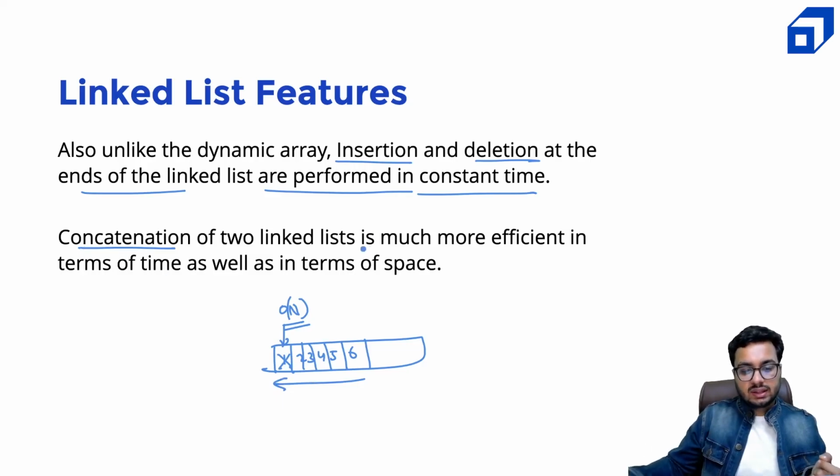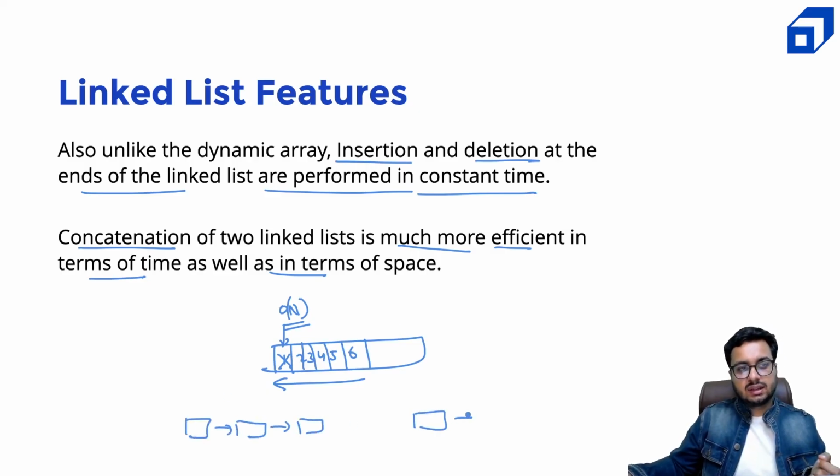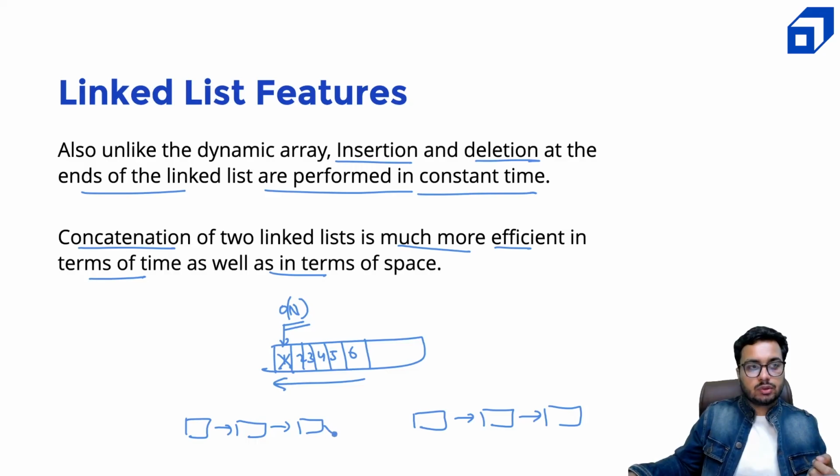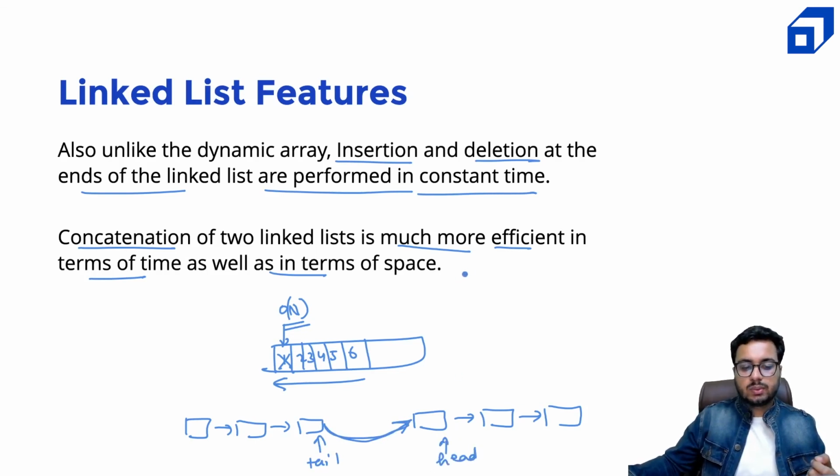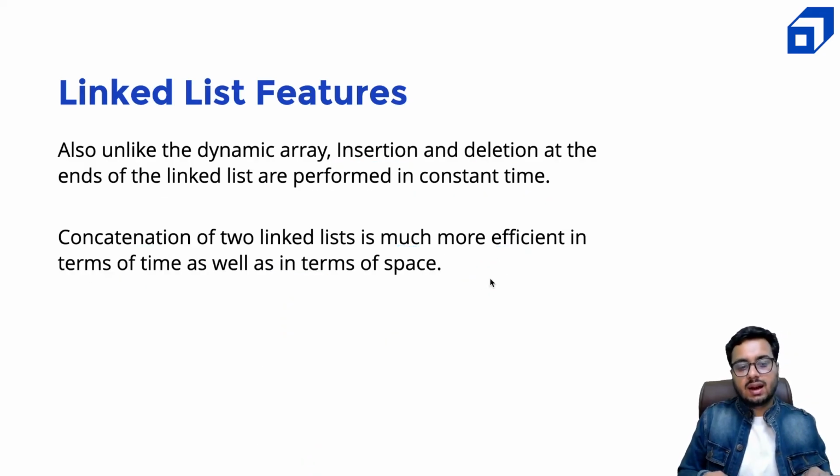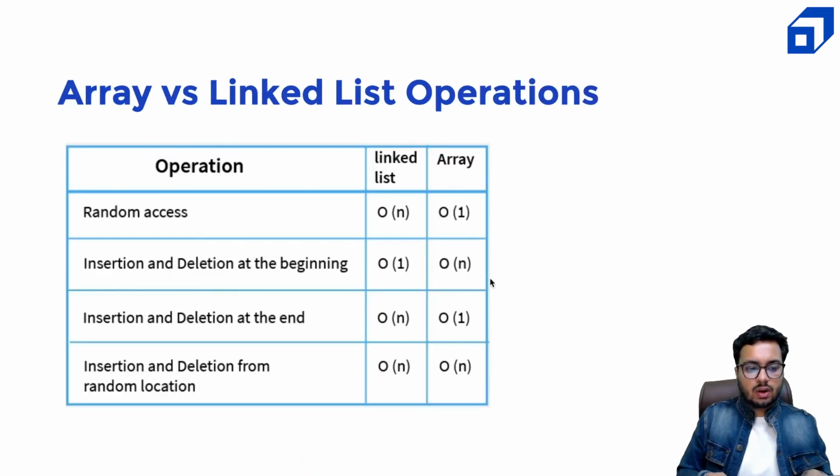And joining two linked lists is much more efficient in terms of space and time. So if there is one linked list and there is another linked list, think about it: if you have to join two arrays, you have to copy all the elements from one array into another array. But if you have to join two linked lists, you just need to connect the tail of one with the head of the other linked list, and that is again an order one operation. So it saves both your space and time, right? So that is all about linked list.